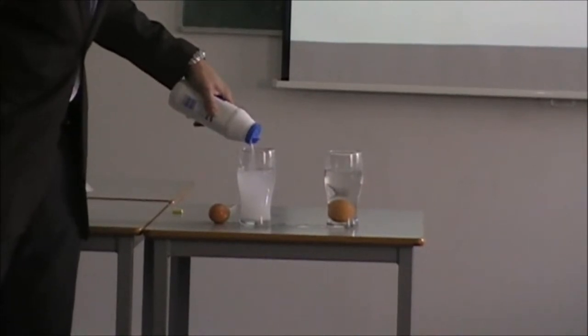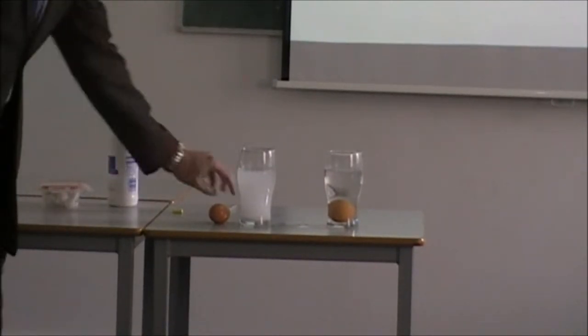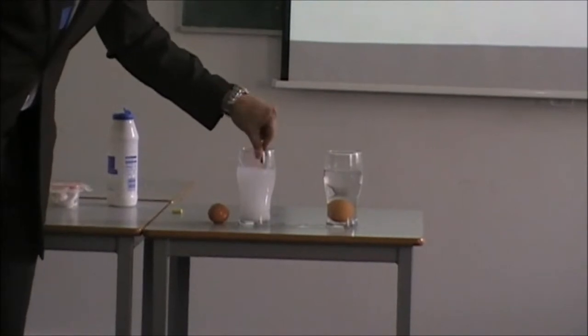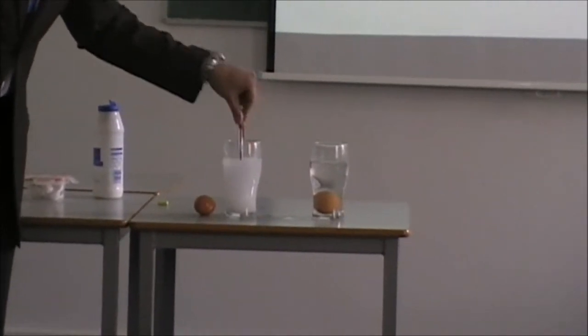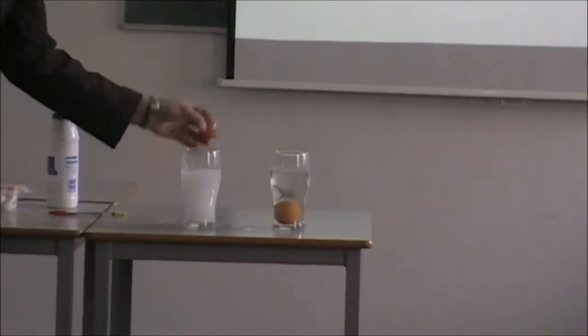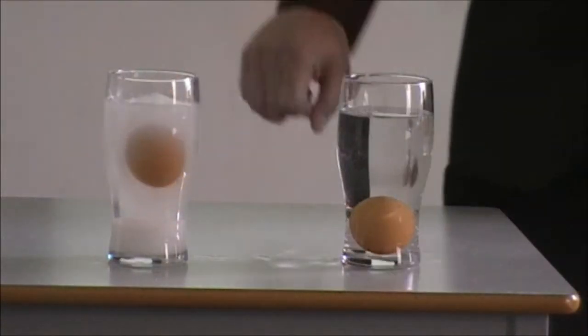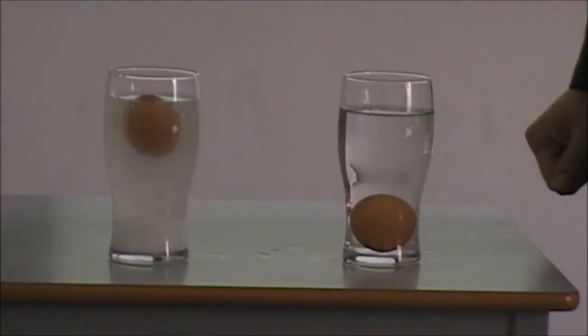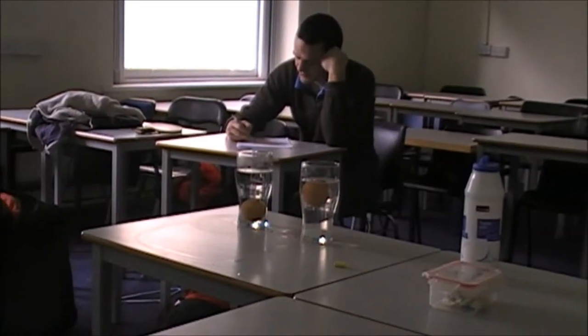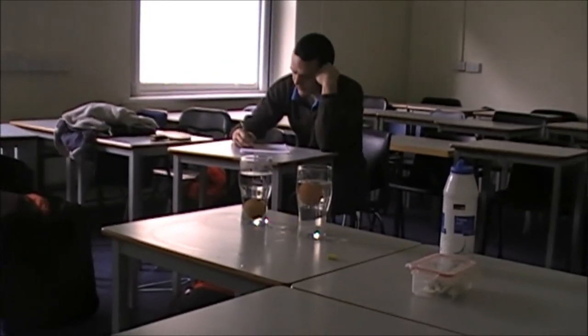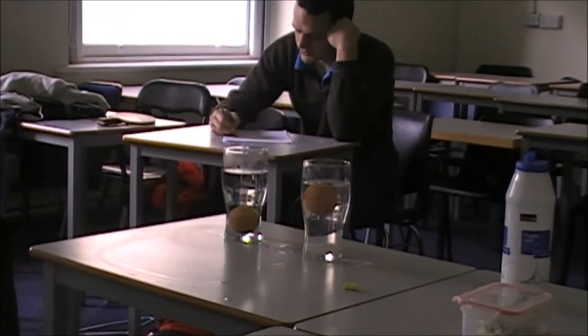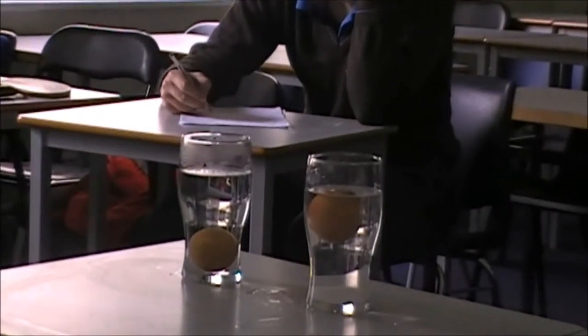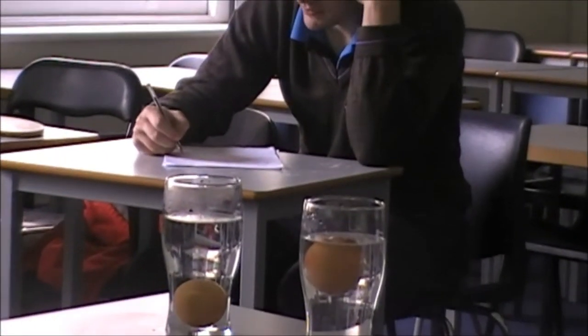By simply adding good old-fashioned table salt and giving it a gentle little stir, now through this simple experiment we can control density. When salt is added to the water, it increases the density. As the new density is above that of the egg, it will now float.